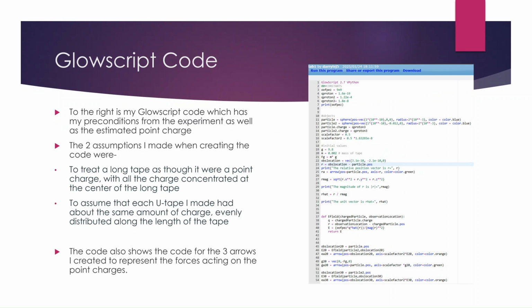The code also includes the three arrows I created to represent the forces acting on a point charge. As you can see to the right, I also defined an E field, which represents the equation that we showed before in the fundamental physics principles, which has Q, R, and E variables within it.